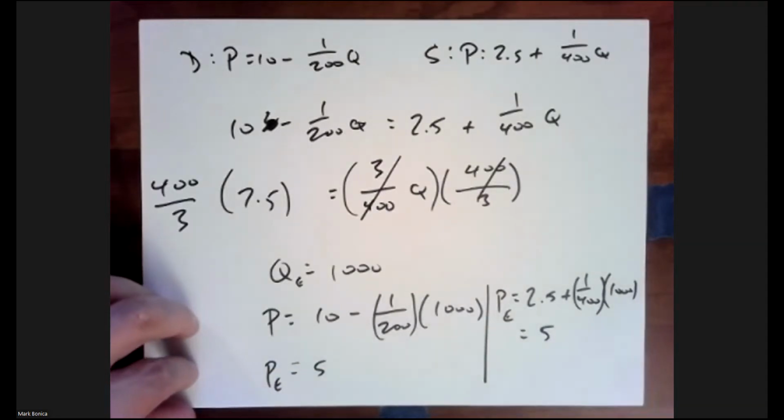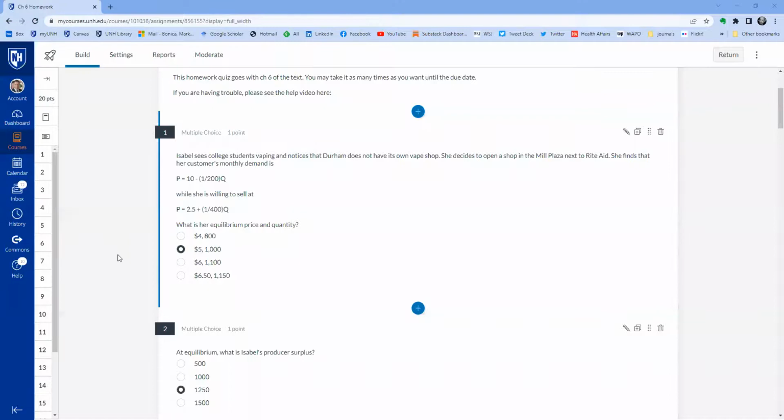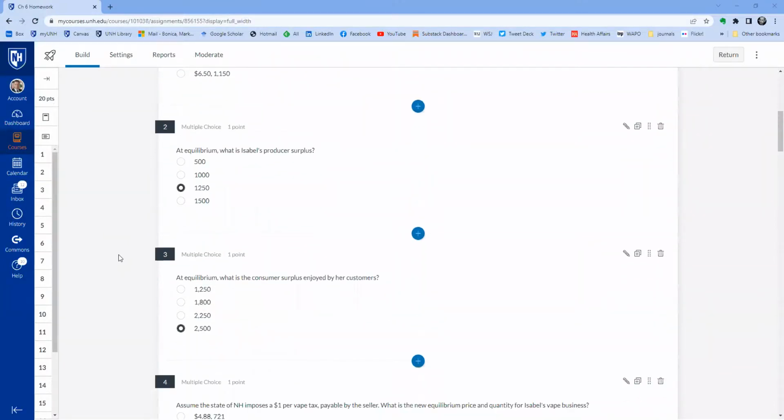Okay, question 2. At equilibrium, what is Isabel's producer surplus? So now it's producer surplus and consumer surplus. This is still review. So I'm going to do both of those together.